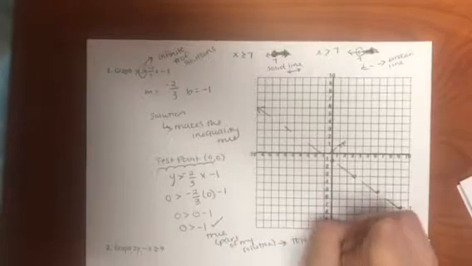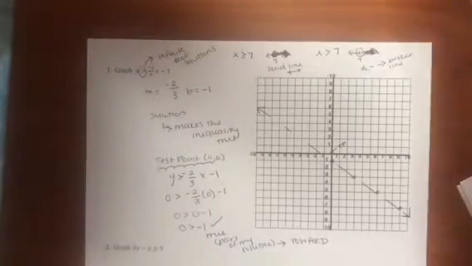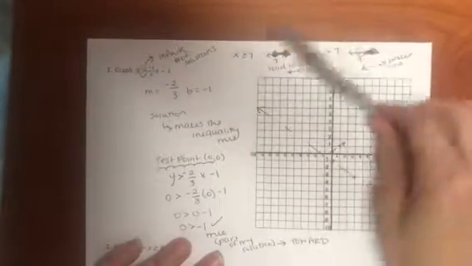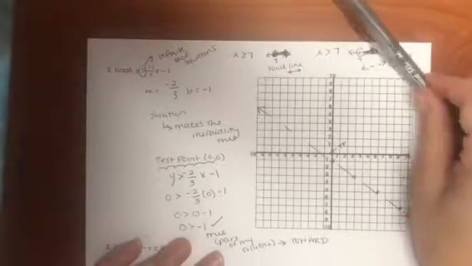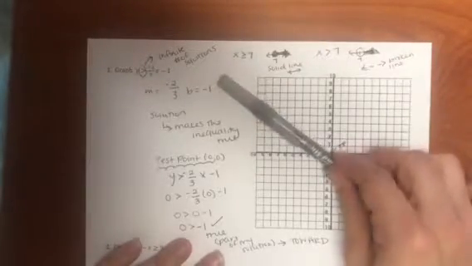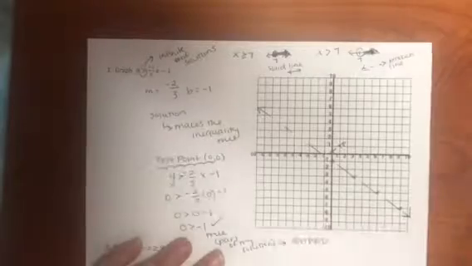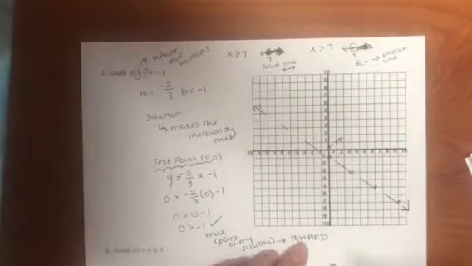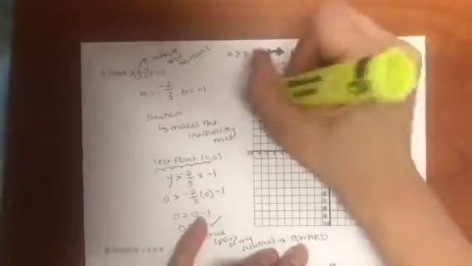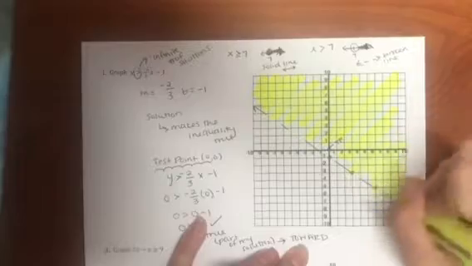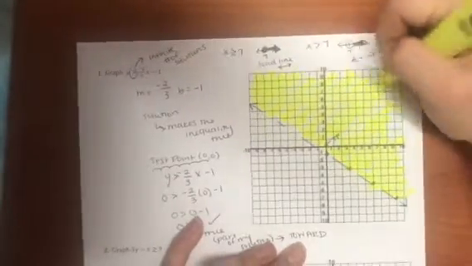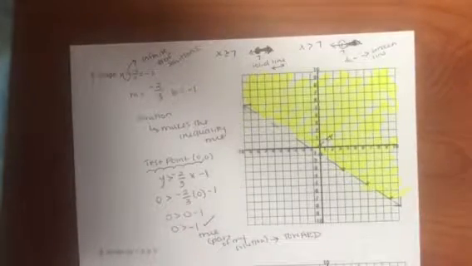So since it's true, it should be part of my solution, which means I need to shade toward it. True? Towards. So when I think about it, I'm either going to shade everything on this side, which would be up and to 0, 0, or on this side, which would be down and away from 0, 0. Since it's true, we go toward it, which means I want to go toward 0, 0, or my test point. So I shade the side that has my test point in it to include it in my solution set.